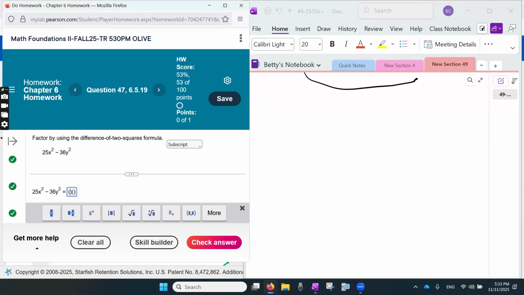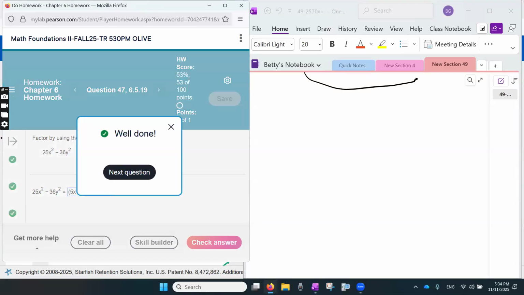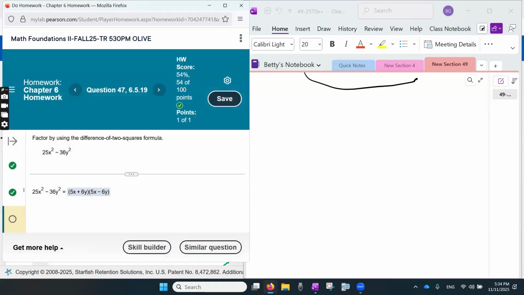We see it, right? 25 is 5 squared. So 25x squared, the base is 5x. First base is 5x. Second base, 36 is 6 squared, so 6y. In the second parentheses, we have 5x minus 6y. That's how we factor a difference of two squares. I think it's pretty doable.